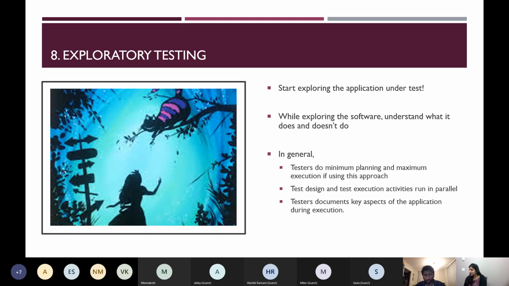Exploratory testing. This is my favorite kind of testing. I love it. What you're seeing on your screen is Alice in Wonderland. I feel like Alice in Wonderland the moment I get a go-ahead to go crazy, go find, go learn more about the application. So it's still my favorite kind of testing. It gives me a fair, unbiased view of how the software should work.